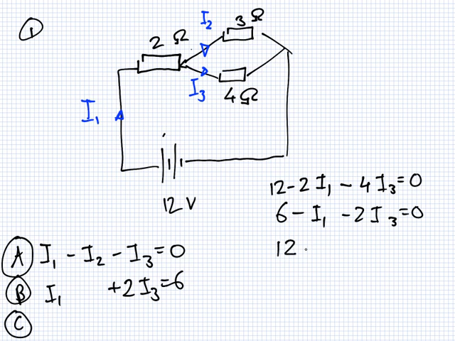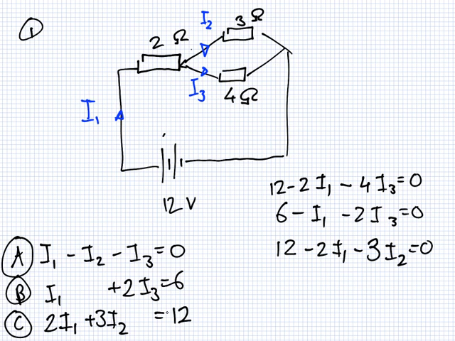And C is very similar because I can do nearly the same thing. I can say 12 minus 2I1 minus 3I2 equals 0. So I can say 2I1 plus 3I2 equals 12. Okay?